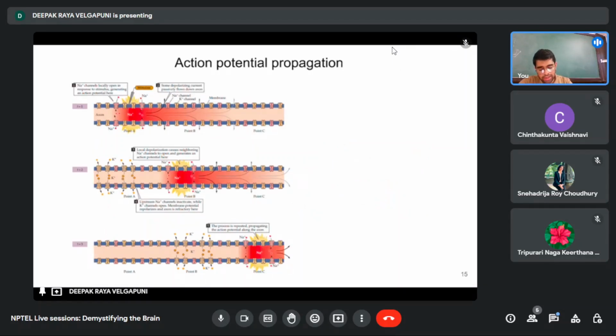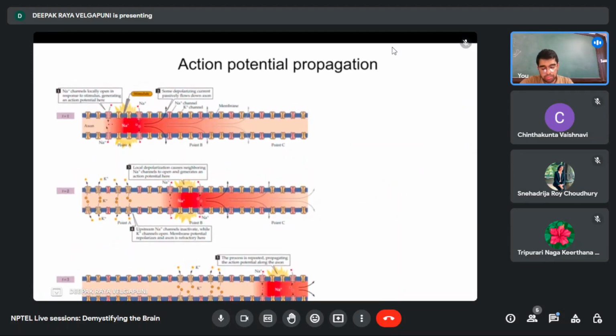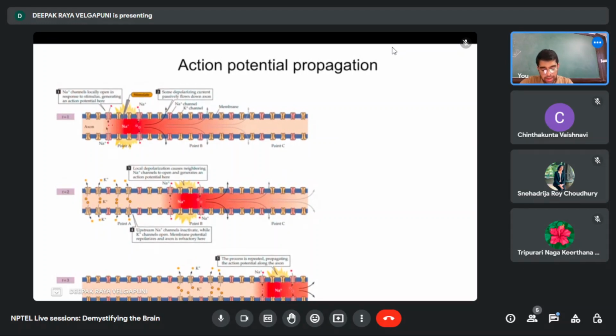We see that once the sodium channels open, the sodium ions get in, and once they enter, they travel across the cellular space. As they travel, this creates propagation of the current, the sodium current, traveling across.